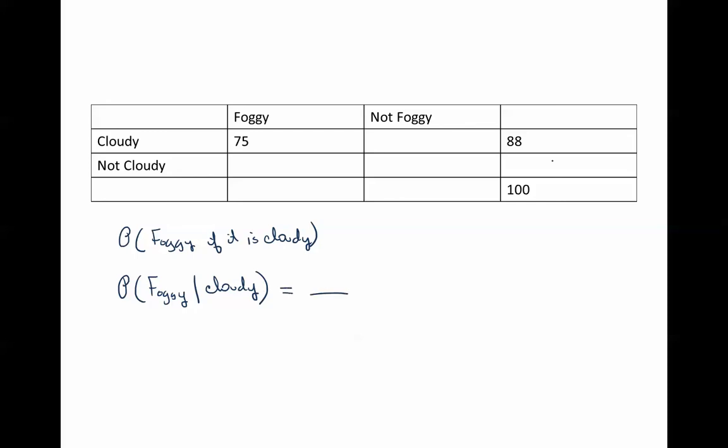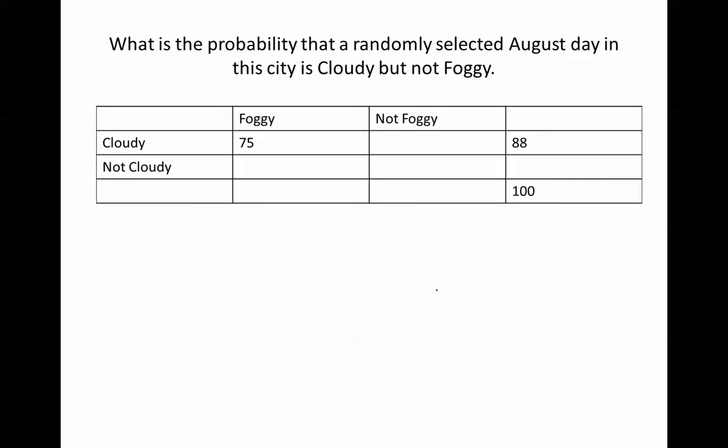All right, so if we know we have a cloudy day, we know that we're picking out of these 88 days, so that goes in our denominator, and we're looking for out of those. So out of those 88 days, we're looking for how many are foggy, which is 75. So that goes in our numerator. And if we divide that out, we have 0.852.